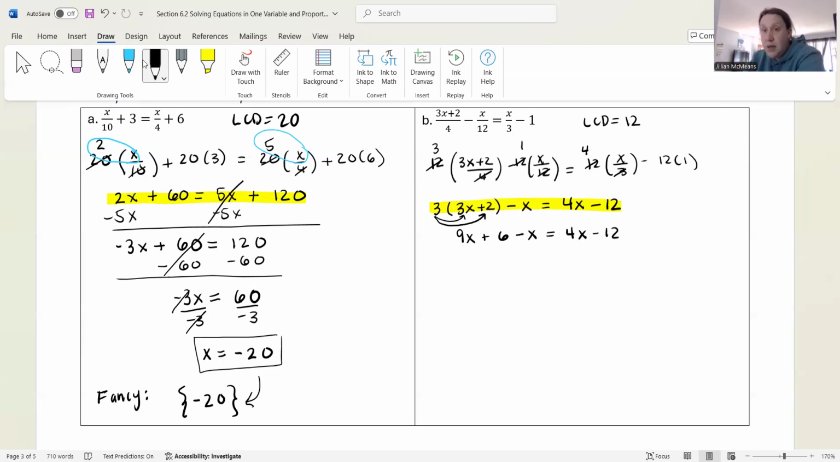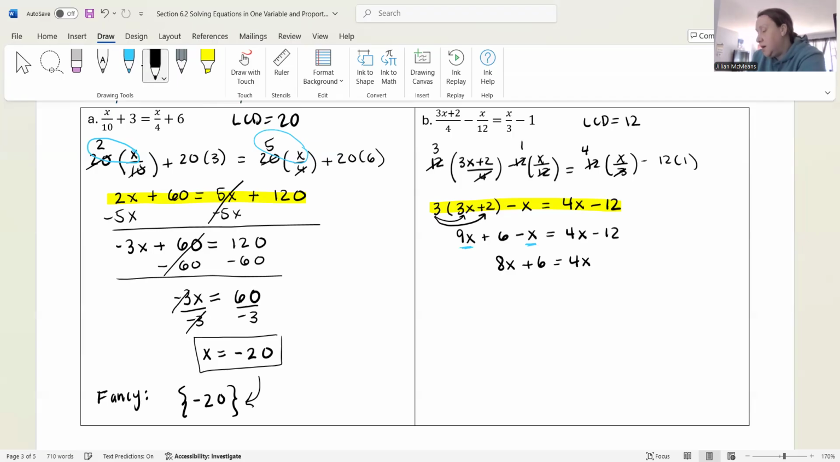Okay, now on the left-hand side, we do have like terms that we can combine. We have 2 terms that contain x's. We want 1 term that has an x in it. So we want 1 variable term. So I want to take my 9x and subtract 1x. 9 minus 1 is 8. So the left simplifies to 8x plus 6. And then the right, it's good to go.